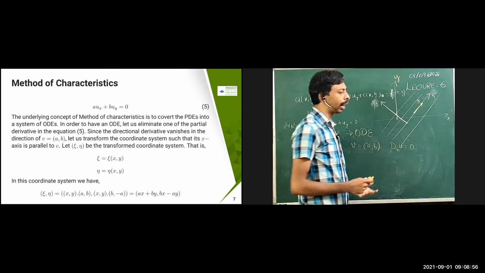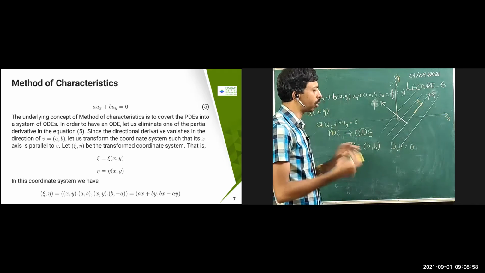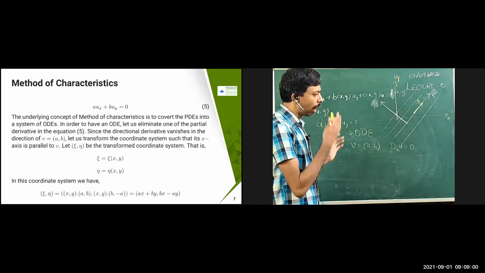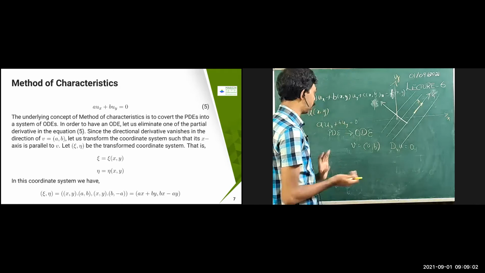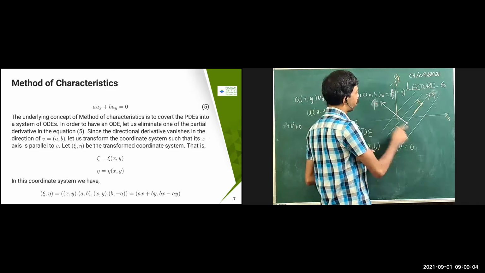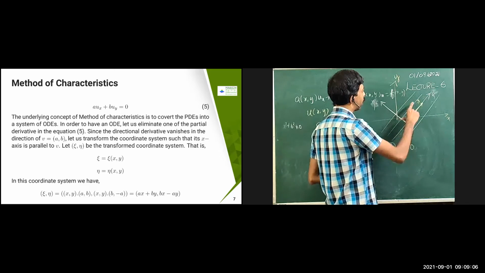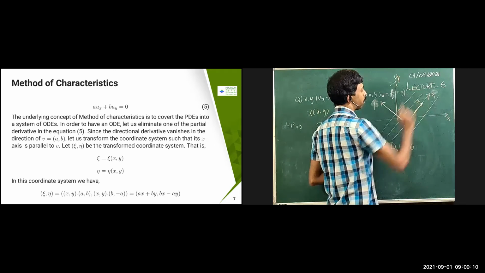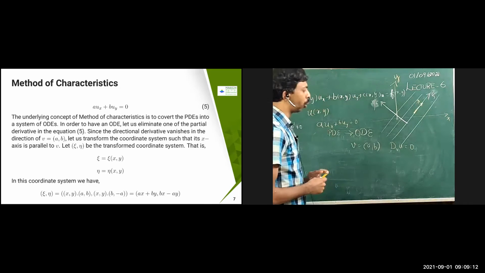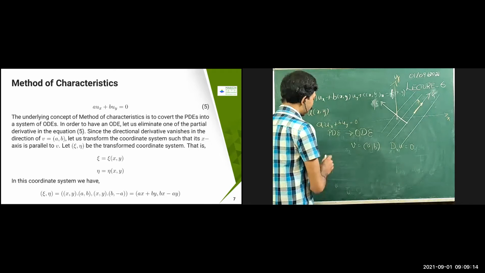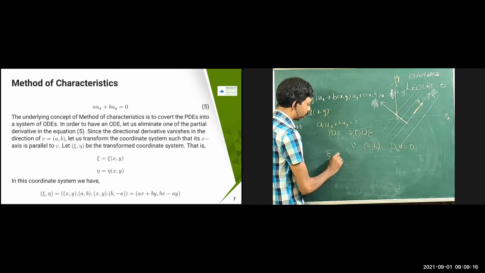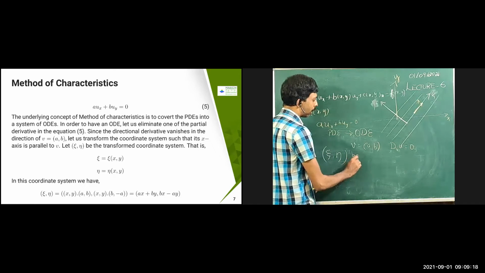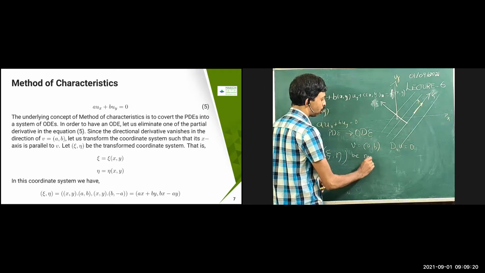So you know the transformation in linear algebra, you might have studied how to transform from one coordinate system or one vector space to another vector space, etc. So I'm trying to transform this coordinate system in such a way that this is transformed exactly to this way. So I'm going to assume that chi comma eta is the new coordinate system.